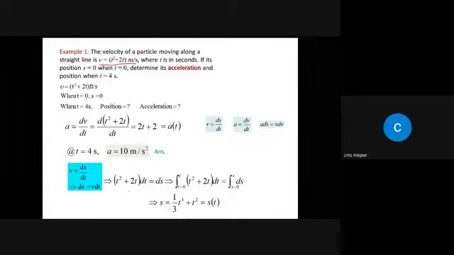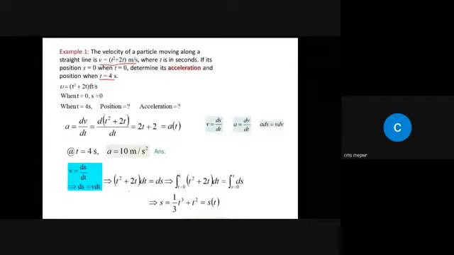So we have the initial condition, s is equal to 0 and t is equal to 0. What we need to do is find the acceleration and position, a and s, when t is equal to 4 seconds. The equation that we have is v is equal to t squared plus 2t.